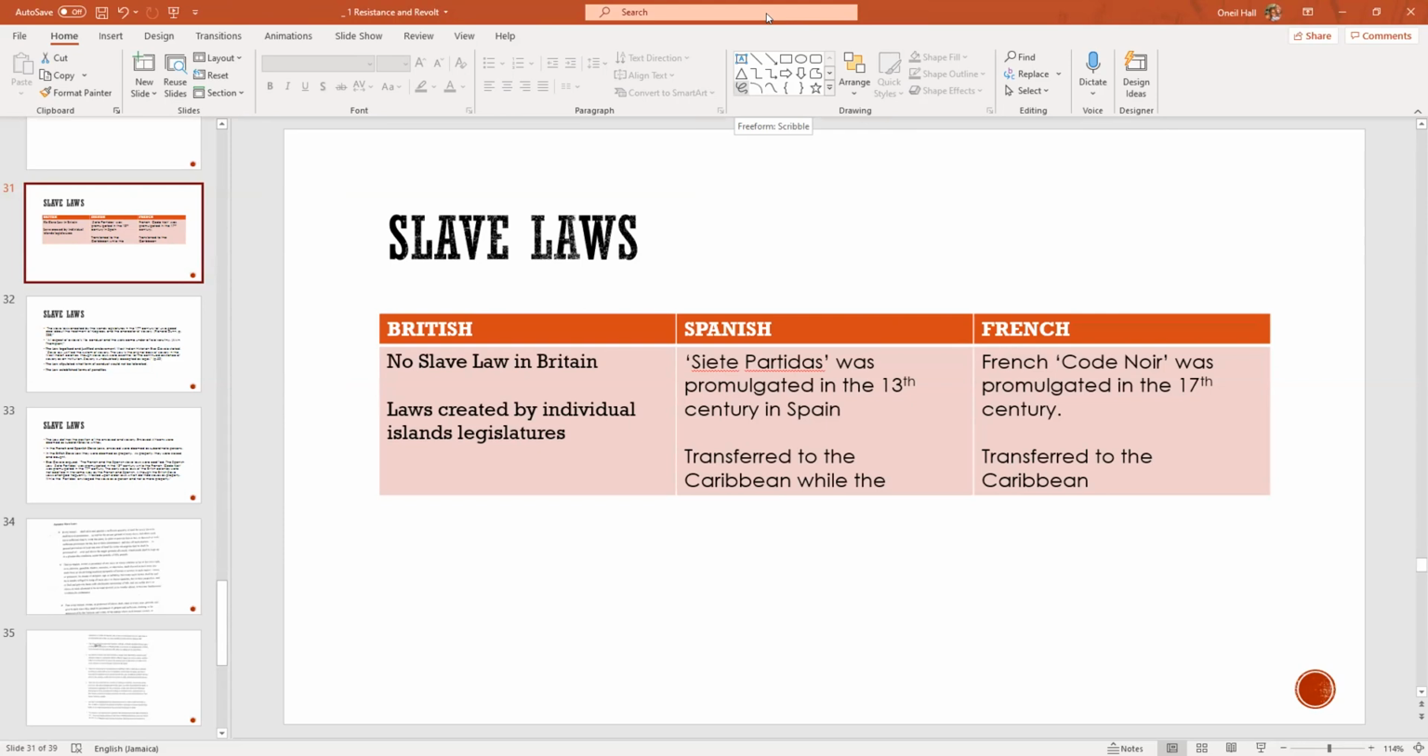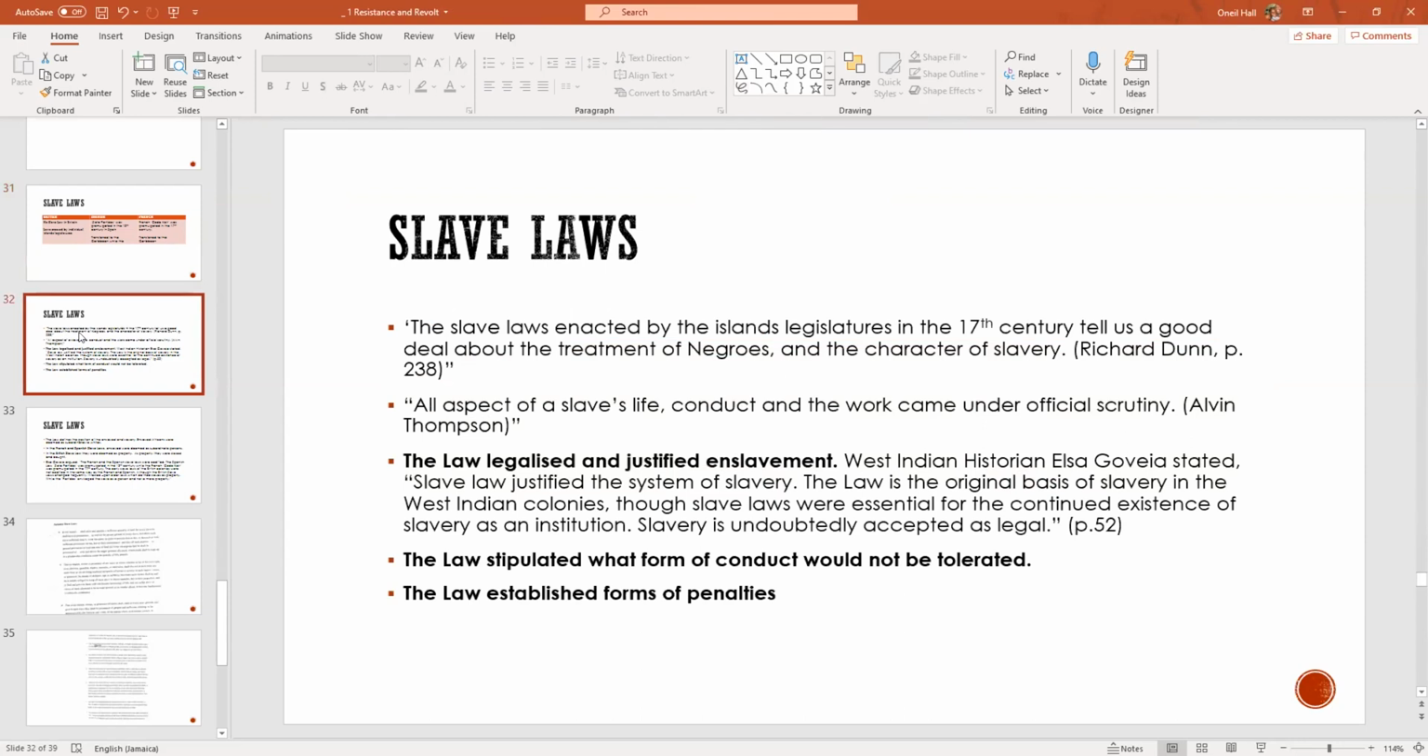Because it's a requirement for the exam that you know the examples of the British, the French, and the Spanish slave laws, and also to know the similarities and differences. And on that note, let us look at some of the requirements, why slave laws were used. Somebody, could you read the first point for me, please?